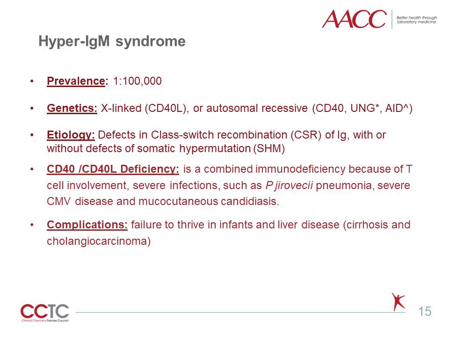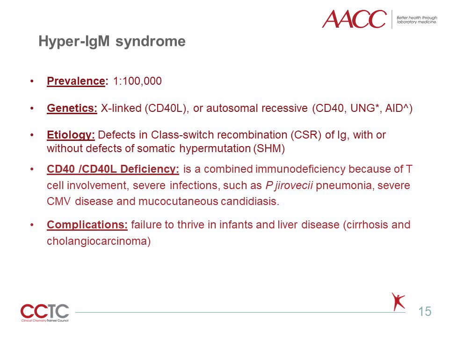Hyper-IgM syndrome is a heterogeneous group of genetic disorders resulting in defects of immunoglobulin class switch recombination, CSR, with or without defects of somatic hypermutation. Its prevalence is 1 in 100,000, and it could be either X-linked due to mutation in the CD40 ligand or autosomal recessive due to mutation in CD40, UNG, and AID.